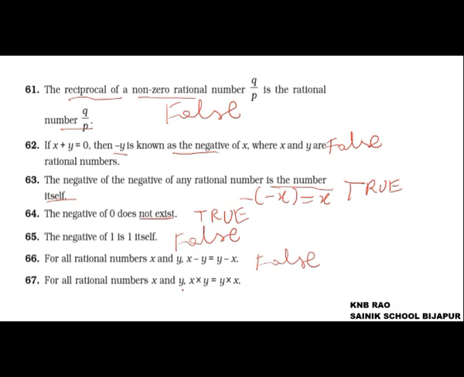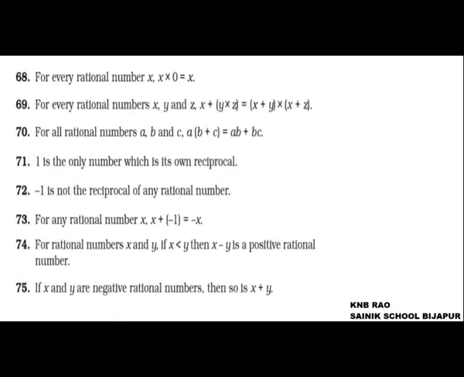For all rational numbers x and y, x into y equals to y into x. This is true. Commutative property is true for multiplication. For rational numbers under multiplication. Next, for every rational number x multiplied to 0 gives x. This is false. X multiplied to 0 gives 0. Next, 69th question. For every rational number x, y and z, x plus of y into z, there is no distributive property of addition over multiplication. So it is false.